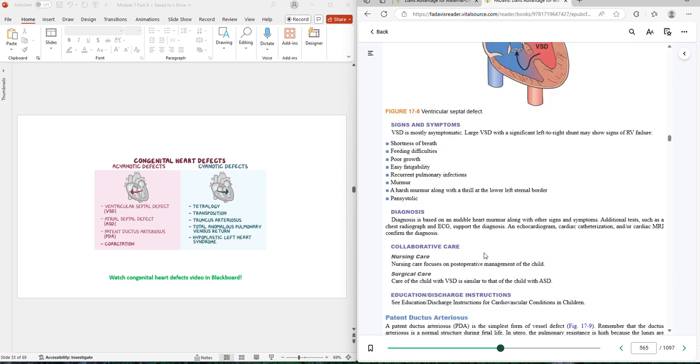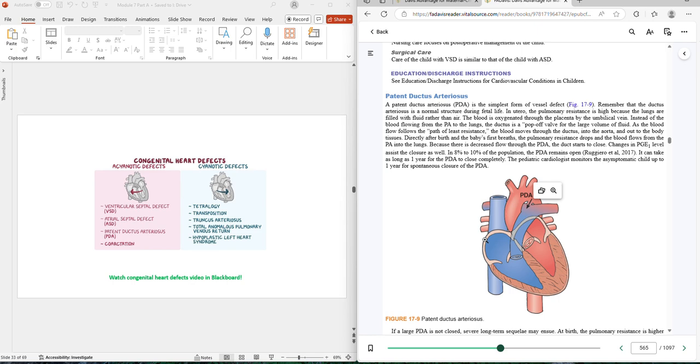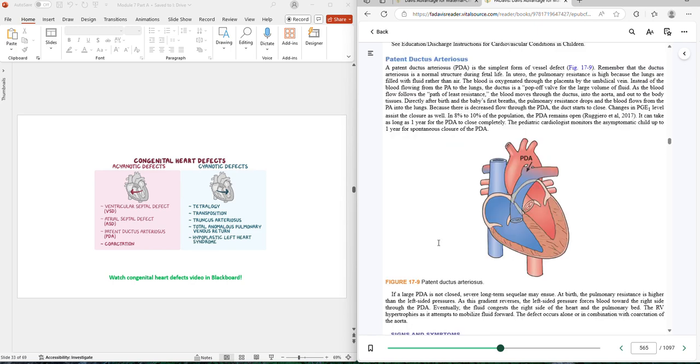And you have PDA, patent ductus arteriosus, okay? So, this is when their pulmonary resistance is higher than the left-sided pressures, okay? It forces the blood into the right side through that PDA, and eventually it should close because the fetus does not use the lungs in utero, right? They're getting all the oxygen and nutrients they need through the umbilical cord.